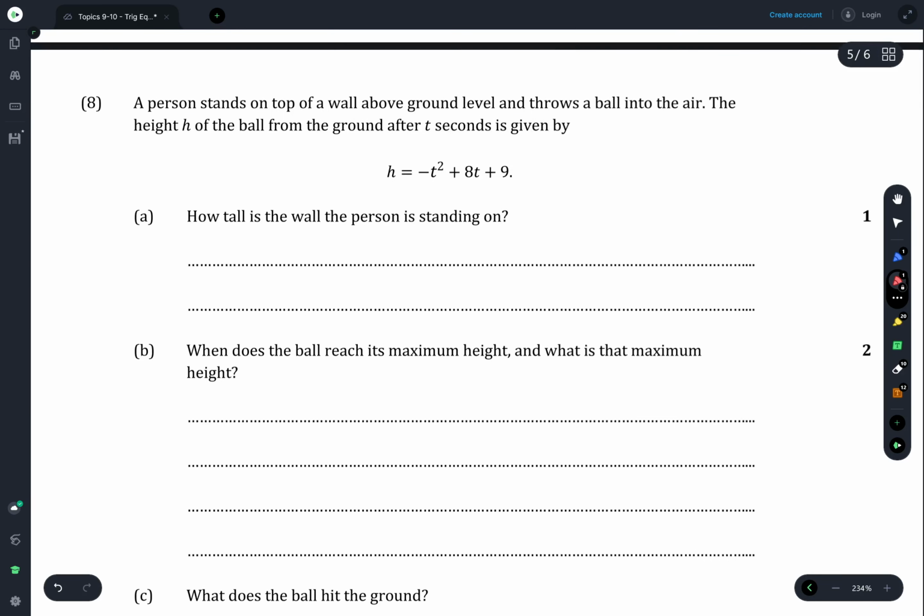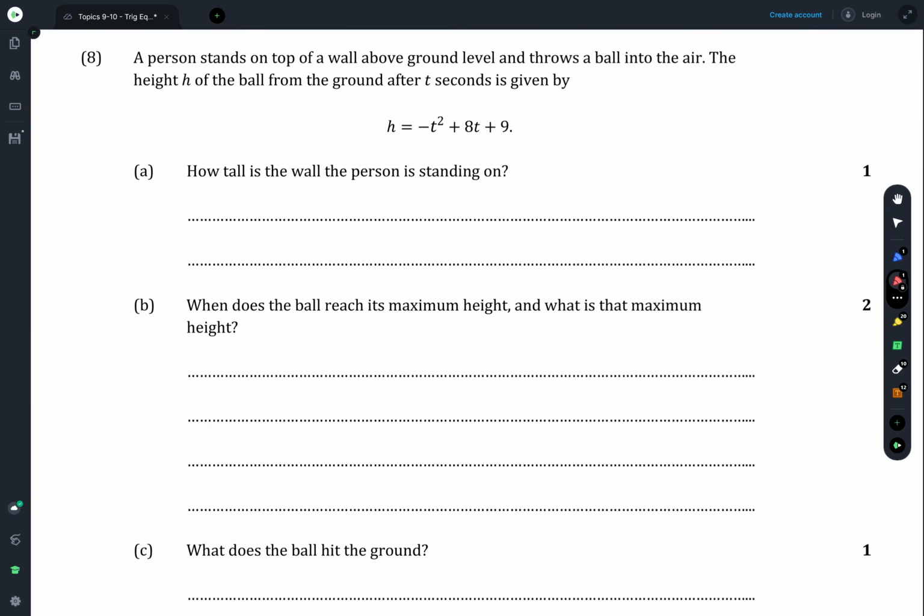Going into the last page of the quiz, we have a person stands on top of a wall above ground level and throws the ball into the air. The height h of the ball to the ground after t seconds is given by this equation. So this is just an application of calculus. So how tall is the wall the person is standing on?